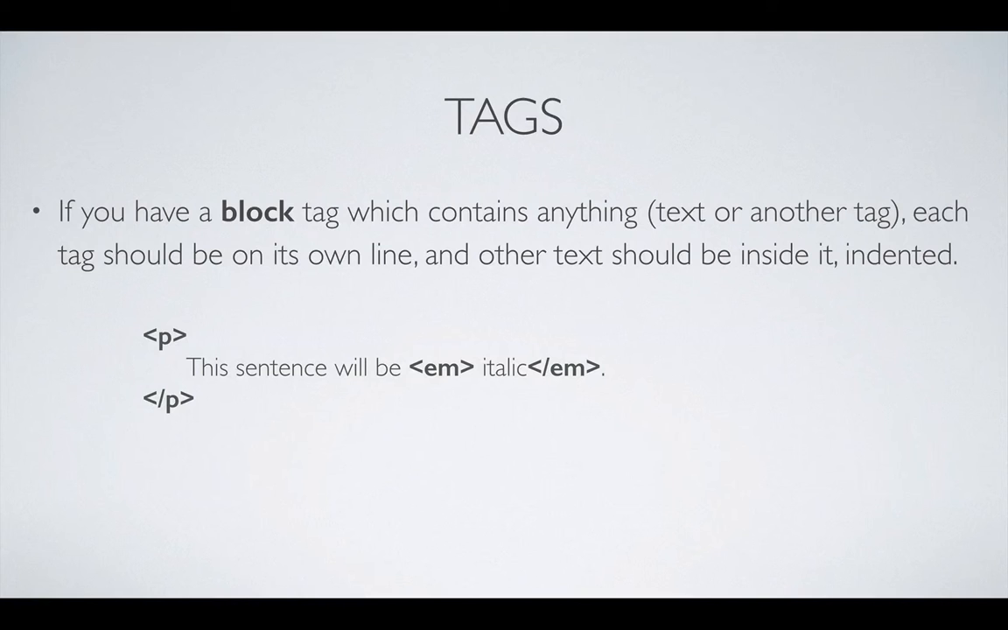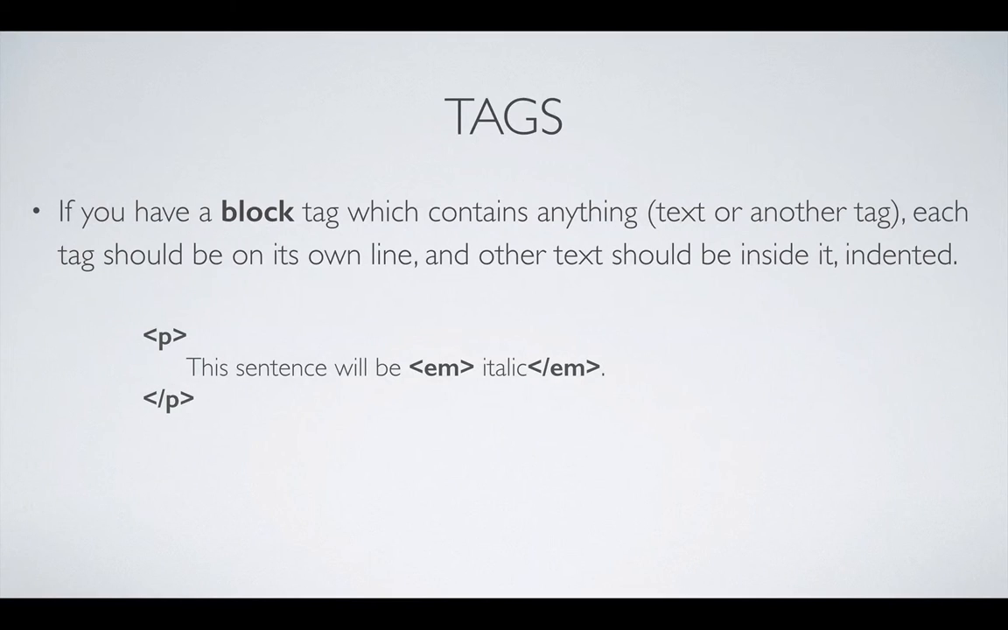However, if you have a block tag, for example, the paragraph tag, and if this block tag contains anything, text or another tag, then each tag should be on its own line, the beginning P tag and the ending P tag. And all the other text and tags should be inside of it, indented by a half inch.